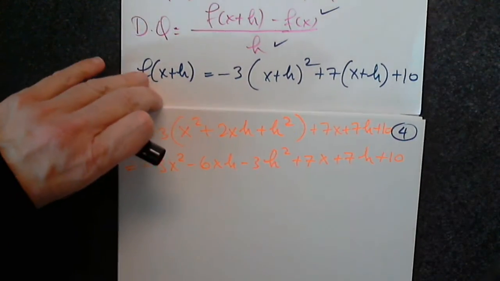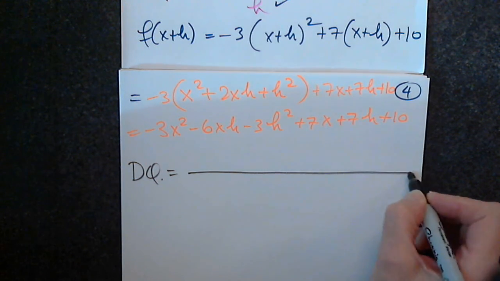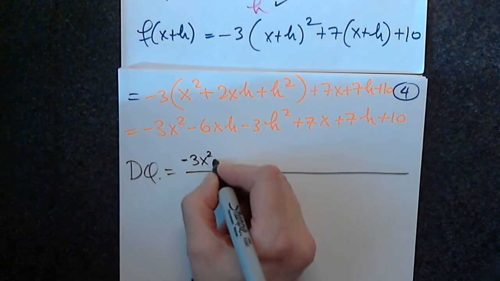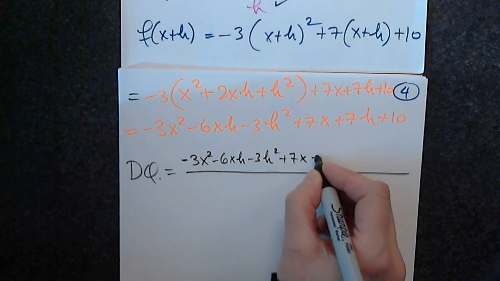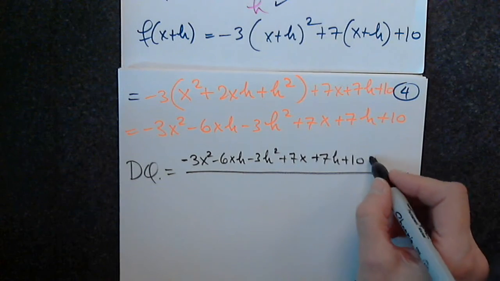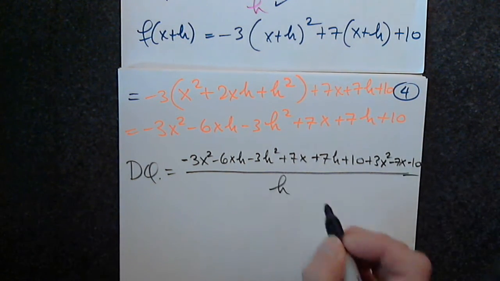Awesome. Good. So then we are ready now for the difference quotient. We will put all three pieces together. And as you've noticed, I always kind of run out of room. So negative 3x squared minus 6xh minus 3h squared plus 7x plus 7h and plus 10. And I distribute negative 1 plus 3x squared minus 7x and minus 10.